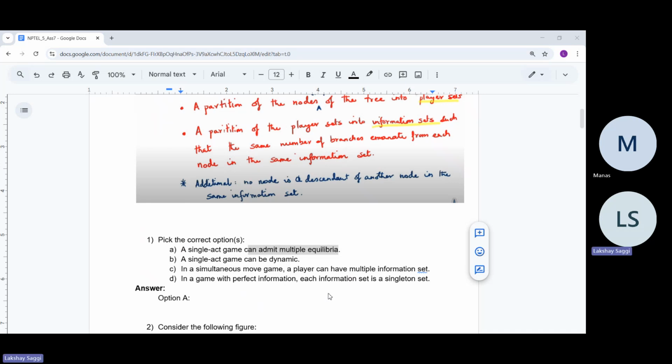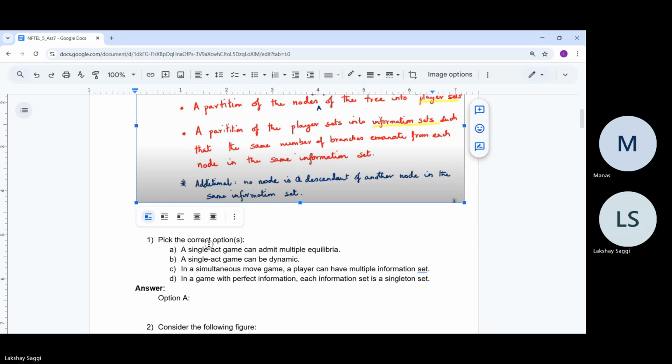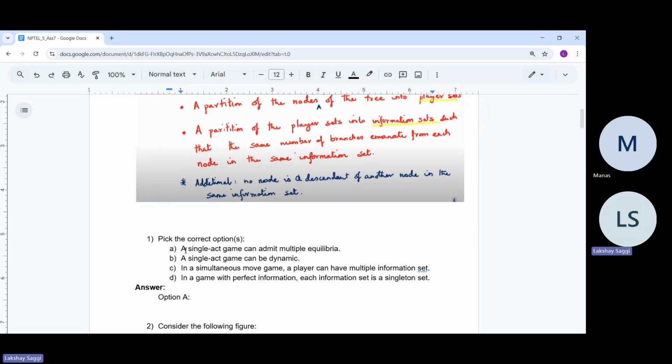Yes, exactly. Correct, Manas. A single act game can indeed admit multiple equilibria, and there were some examples discussed in the lectures around these.